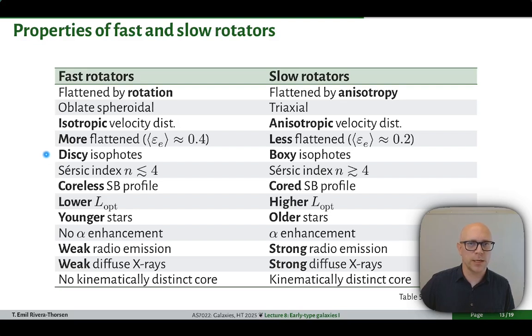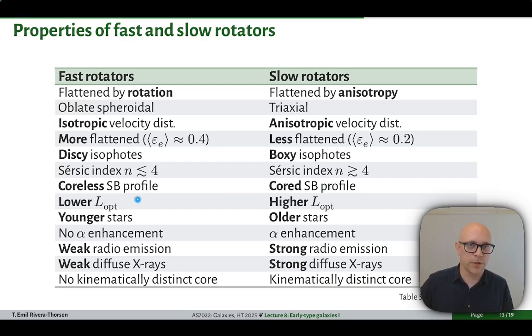Fast rotators are lower mass and have diskier isophotes, where slow rotators have more boxy isophotes and are larger. Fast rotators have lower Sersic indices, so they are, again, in this way, more disk-like than the slow rotators, which have the classical Sersic indices of around 4. Fast rotators are coreless, slow rotators are cored.